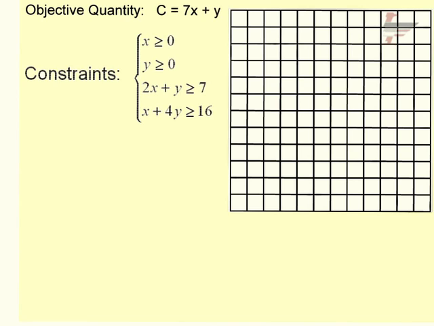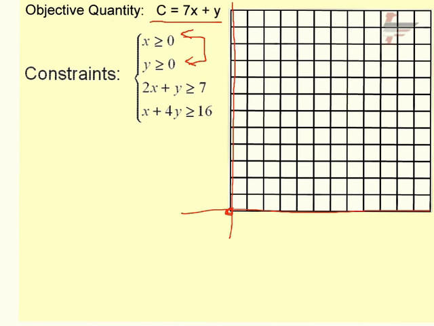So here's the example we're going to look at. Notice, again, a generic example. You're just given the objective quantity, which means nothing, but C equals 7x plus y. You have 4 constraints. These should look familiar. x and y are both greater than or equal to 0, which definitely puts you in the first quadrant. So my graph off to the right will just be a first quadrant chunk. And maybe just to clarify that, I'll draw in axes.